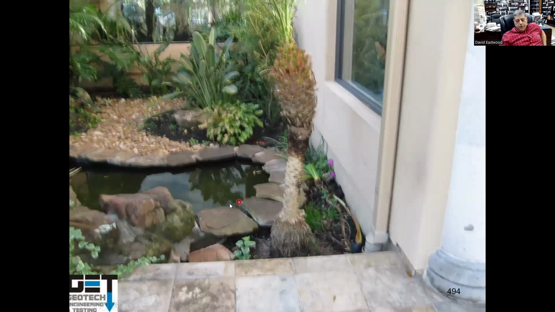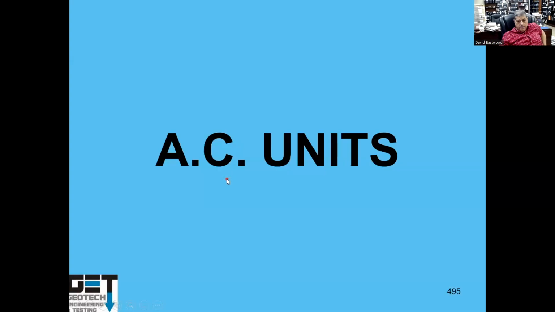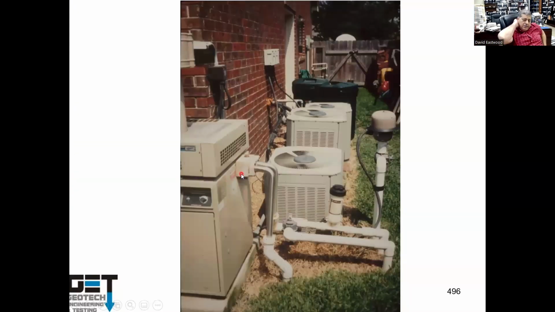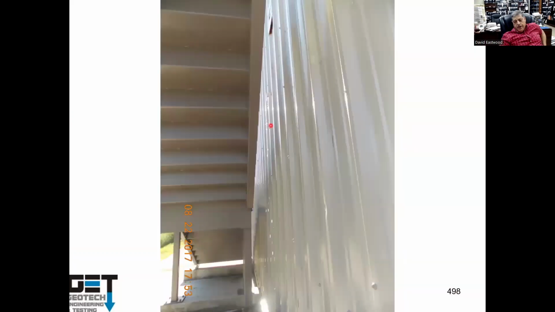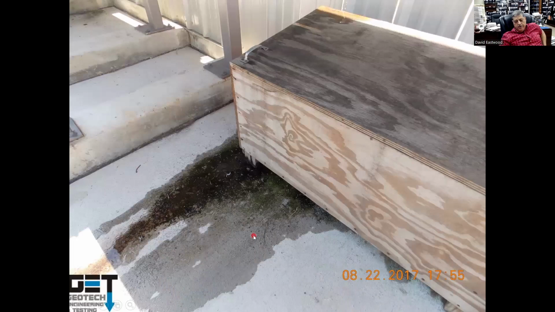This guy put a fish pond next to his house, highly expansive soils, bad design. AC units and condensation due to AC. And then the water just comes over there and starts to drain the water and wets the ground and causes the expansive soils to heave.